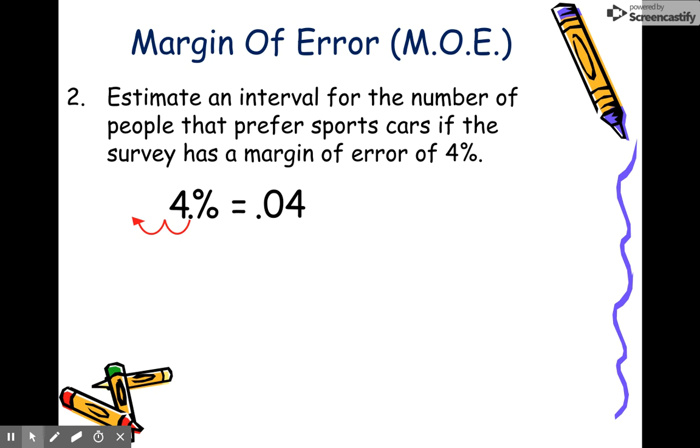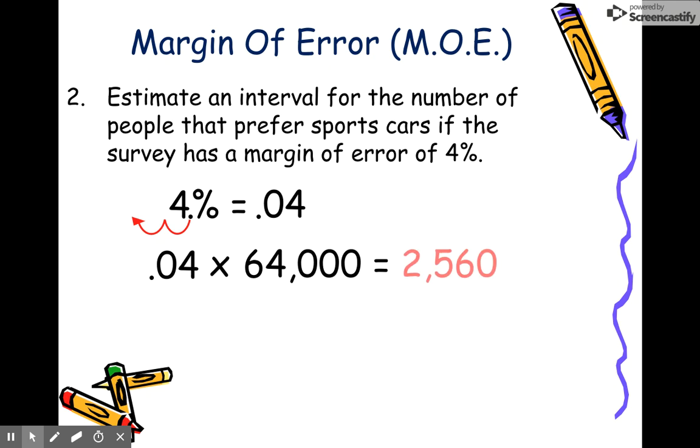Then our next step is to take 0.04 and multiply it by the total population. We have the total population from the original question, so we're going to take 0.04 and multiply it by 64,000. Again, 64,000 was our total population from the first part of the question. When we do that, we get 2,560. This is our margin of error, and we think we're going to be off with our prediction by about 2,560 people. We don't know if our prediction is going to be lower or higher.